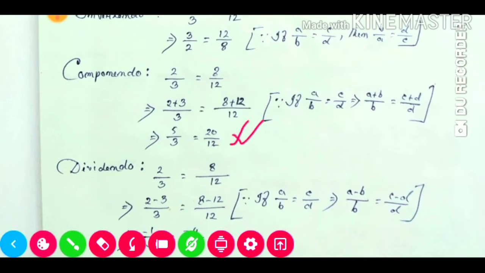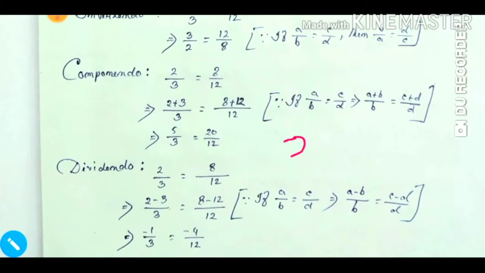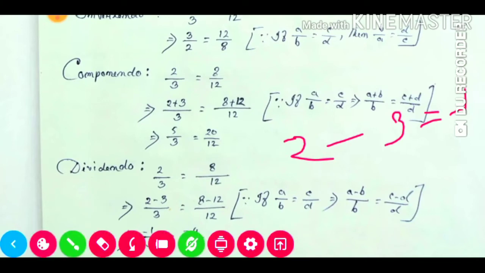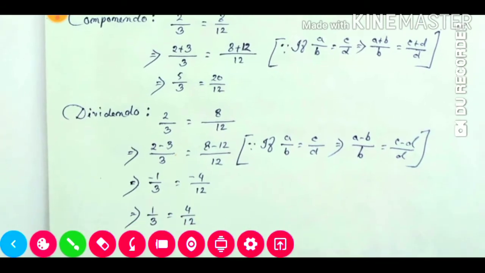Dividendo means we are subtracting. The dividendo formula is subtraction: the denominator is subtracted from the numerator. So 2 minus 3 and 8 minus 12. 2 minus 3 is minus 1, so minus 1 divided by 3. And 8 minus 12 is minus 4. Both sides have minus, so the minus cancels. So what remains is 1/3 is equal to 4/12.